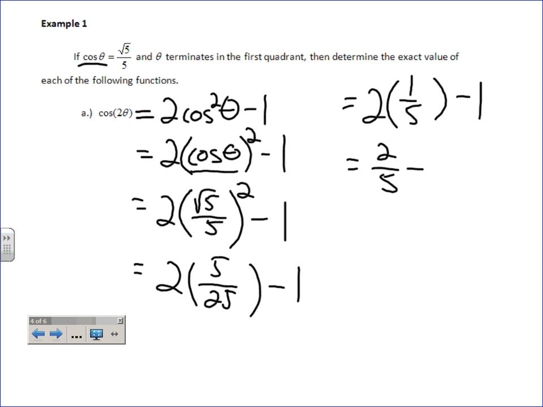Yeah, let's write it in a better form. What form of 1 is going to be helpful here? Oh, okay. Sounds good. Because now I have a common denominator.